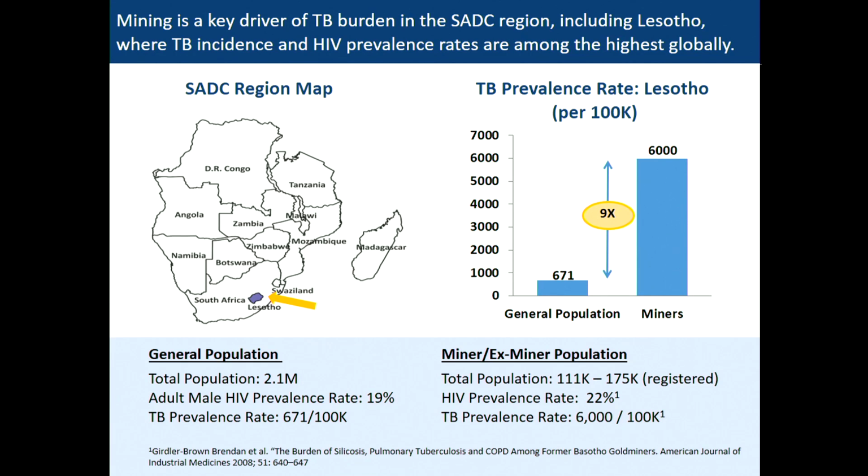And according to the most authoritative study on this population, where the data was collected in the early 2000s, the TB prevalence rate in this population is around 9 times higher than the general population. And the HIV prevalence rate is a little higher as well.